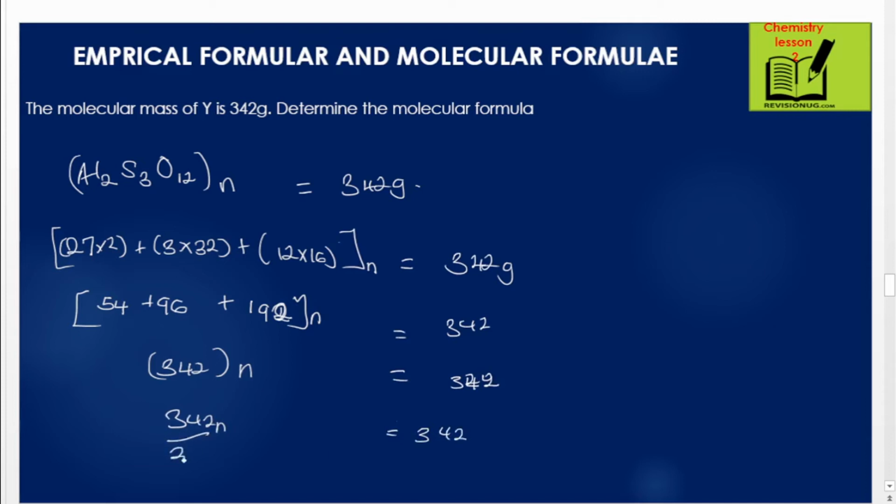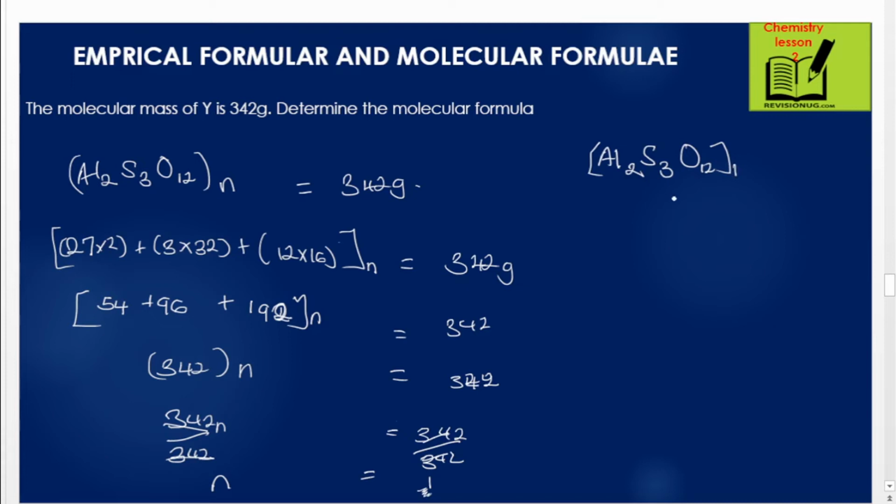Then we divide by 342 in order to get a value of n. So our n here is equivalent to 1. So after doing that, the number which must be multiplied to get 342 is 1. Then we bring our empirical formula, which is aluminium 2, sulfur 3, oxygen 12, in brackets, 1.